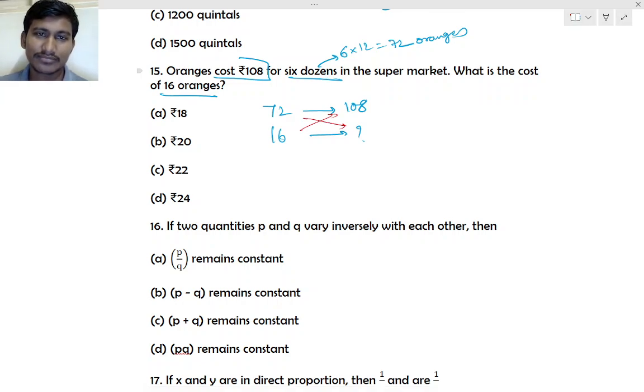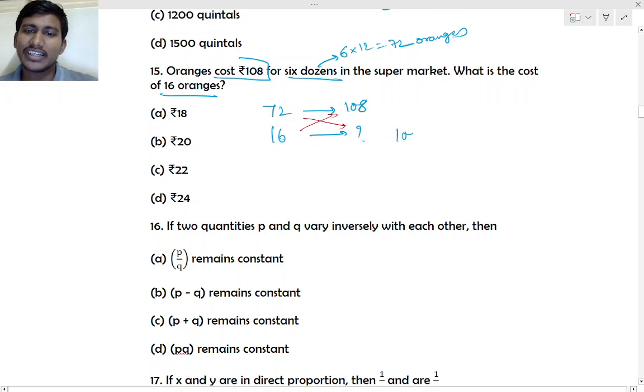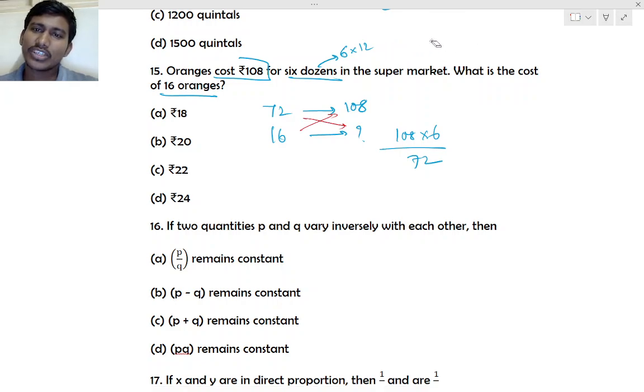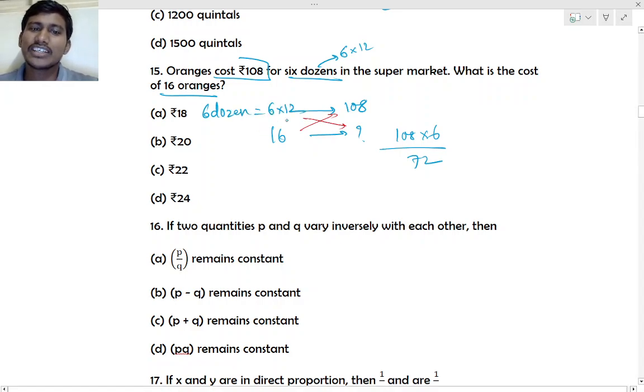12, sir. So 6 dozen means 6 12s are 72. Right? Understand? So now cross multiplication, 108 into 16 divided by 72. If you don't multiply, keep it the same, it will be easy. So here 6 dozen is 6 into 12. 1 dozen means 12. So 6 into 12 you keep it same, it will be easy to divide because this 6 cancels. So 12 how many is 108?